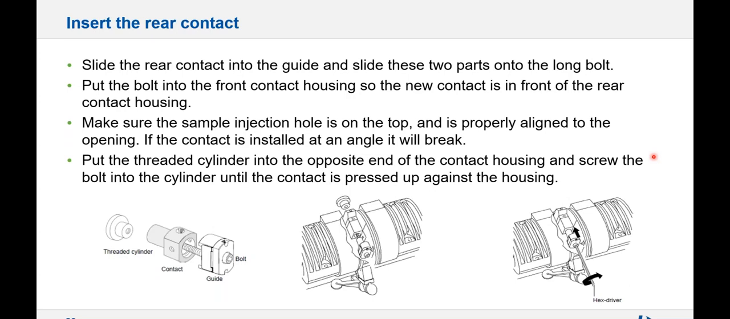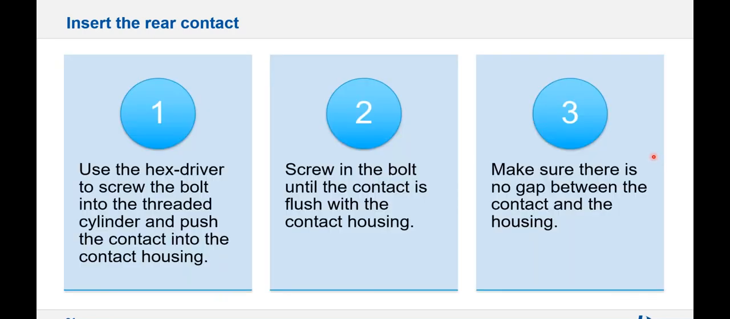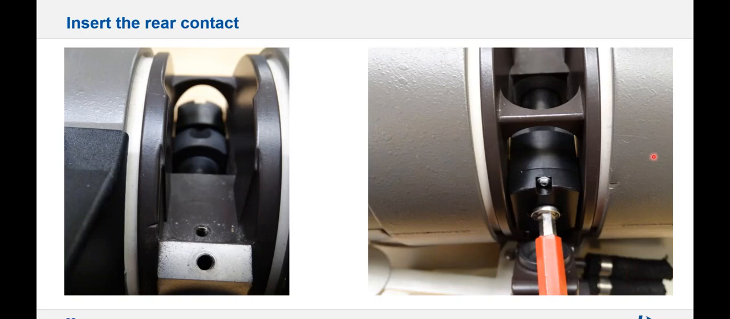If you install it at an angle, it will break because it's made of graphite. So just be careful it's positioned correctly before you start installing it. Put the threaded cylinder into the opposite end of the contact housing and screw the bolt into the cylinder until the contact is pressed up against the housing. Use the hex driver to screw the bolt into the threaded cylinder and push the contact into the contact housing. Screw in the bolt until the contact is flush with the contact housing. Make sure there's no gap between the contact and the housing. And then here are some pictures.